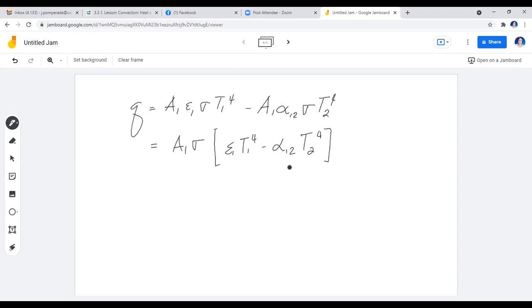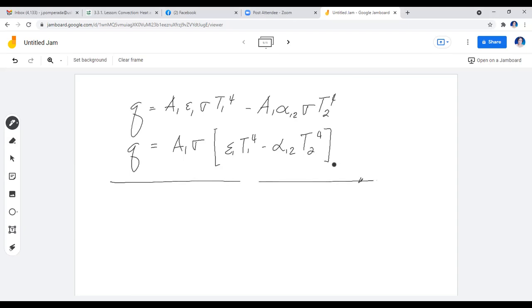The alpha 1, 2, take note, the alpha 1, 2 is the absorptivity of the material, which is equivalent to its emissivity based on the temperature of the environment. Again, this alpha 1, 2 is the absorptivity of the material. However, its value is equal to its emissivity, but not at T sub 1, but rather at T sub 2. So the actual formula that we should be using in this problem would be like this.